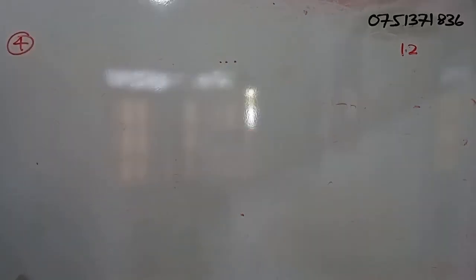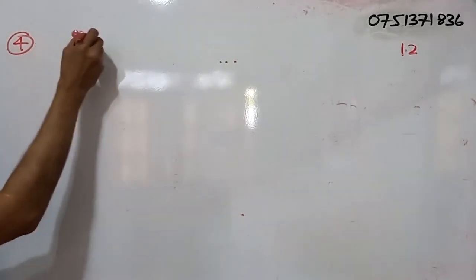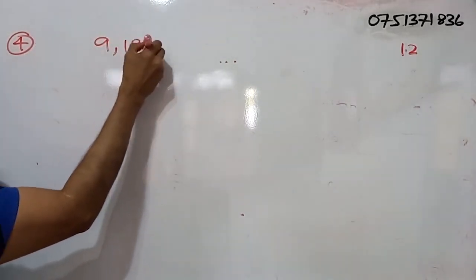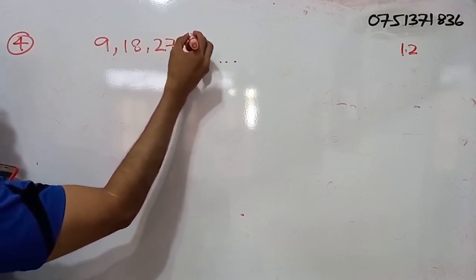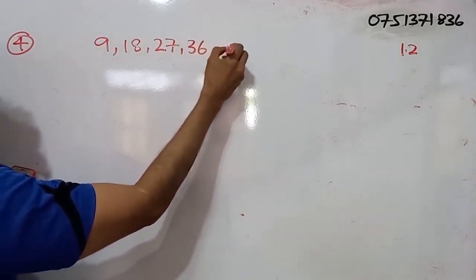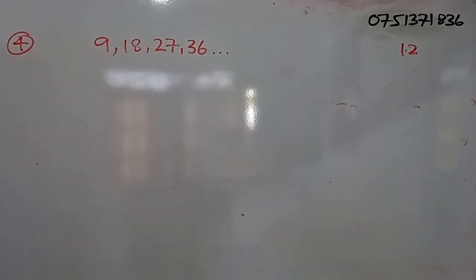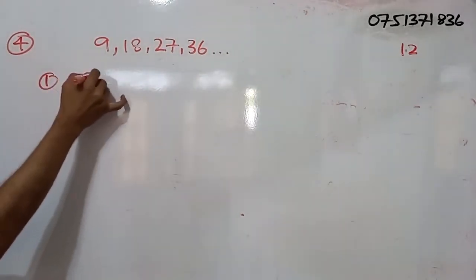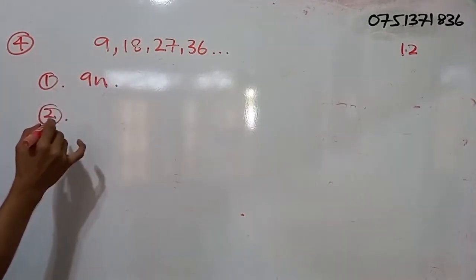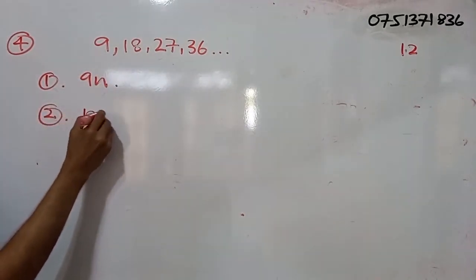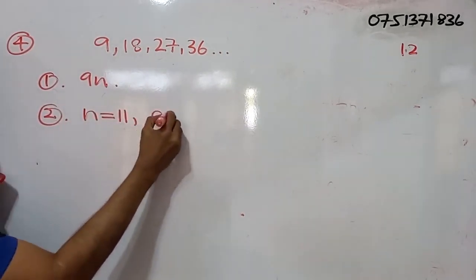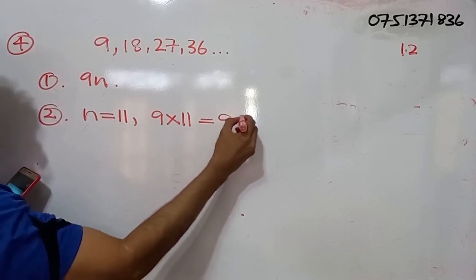11. In the number pattern 9, 18, 27, 36 of the multiples of 9 starting from 9 written in ascending order, what is the general term? What is the 11th term? Which term is 270? Right. So we will write down the number pattern first. 9, 18, 27 and 36. Right. So what is the general term? 9n. Part 2. What is the 11th term? That means what? N will be equal to 11. So 9 times 11, that is 99.